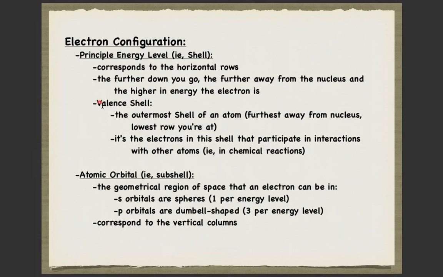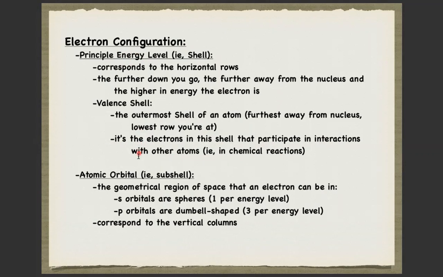The valence shell is the outermost shell of an atom. These are the electrons that are the furthest away from the nucleus, and it's the lowest row that you're at when you're reading the periodic table. And it's the electrons in this shell that participate in interactions with other atoms. So it's these electrons that actually take part in chemical reactions. So that's the energy level of an electron.